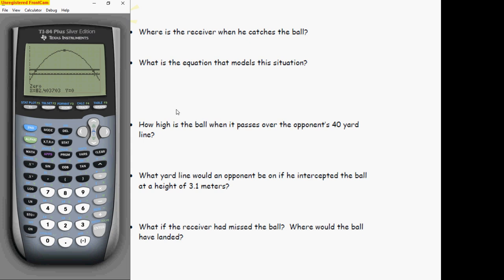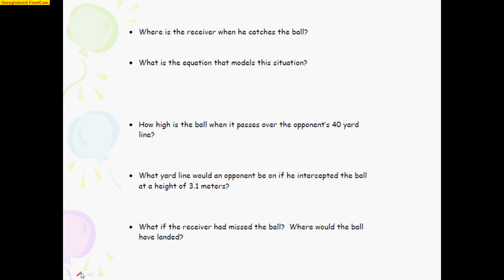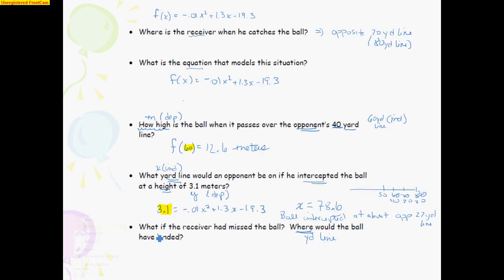So what should I write? What if the receiver had missed the ball? Where would the ball land? You need to write 0 is equal. The height is 0. If they missed it, the ball would have landed on the ground with a height of 0. You write the equation down, and then you can just give me the answer.